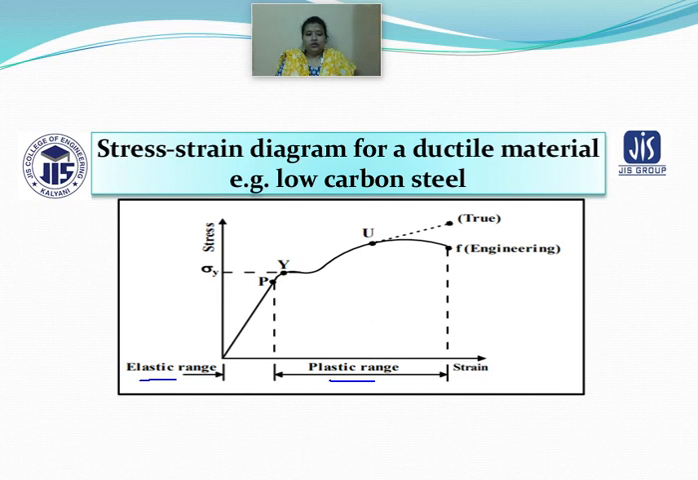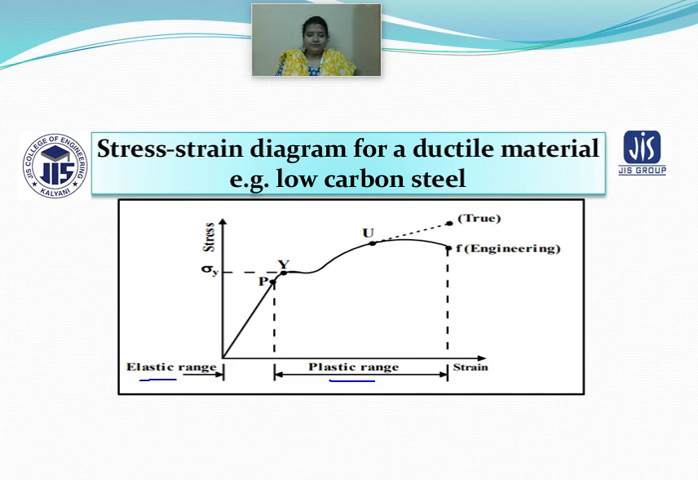So the most important thing is that in the elastic range, when you apply some sort of load and then remove it, the material will obviously regain its original position. But in the plastic range, if you apply load and then remove it, it will not regain its original position. So from here you are aware of how the elastic range and plastic range help us to show where permanent deformation occurs in the material when you apply some sort of load.